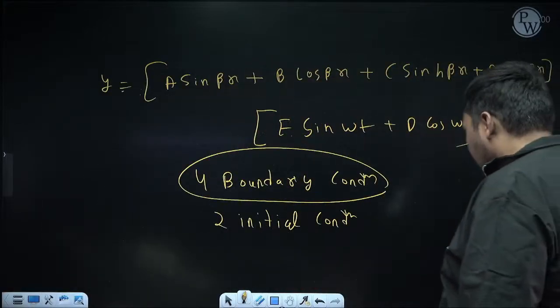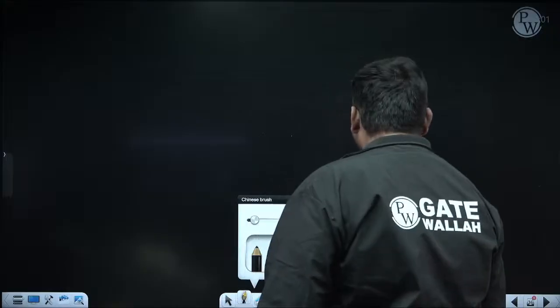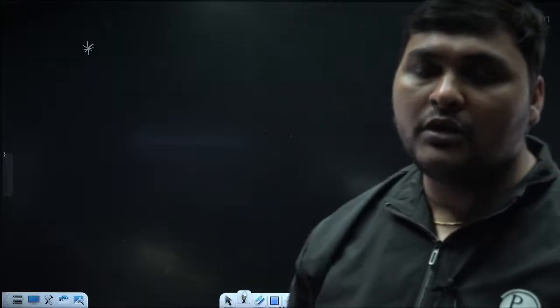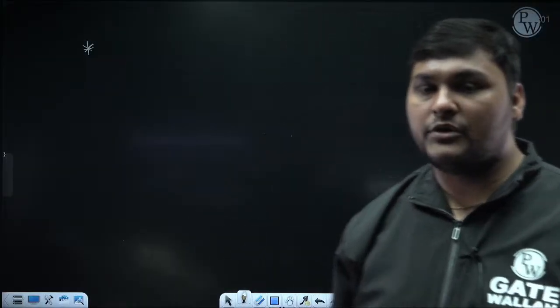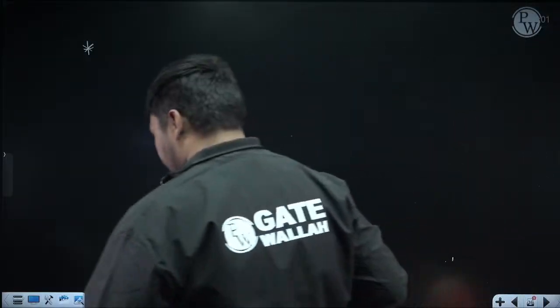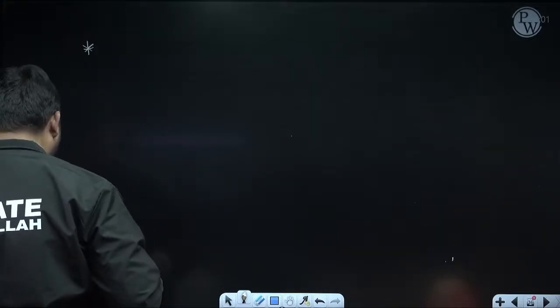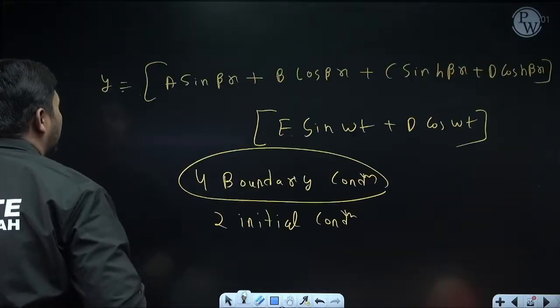So see, the various types of support are also important, whether it is a fixed support, whether it is a hinge or roller support. So see, here I am writing boundary conditions, na? 4 boundary conditions.